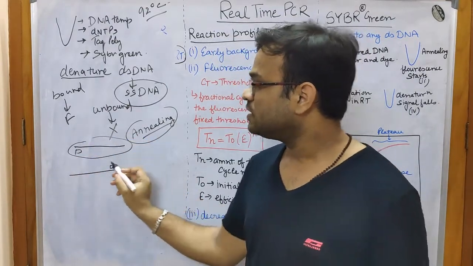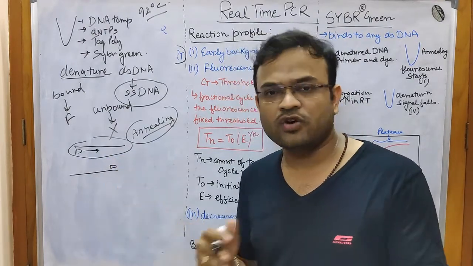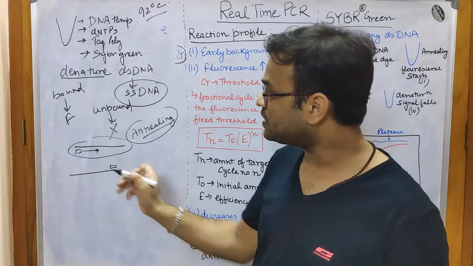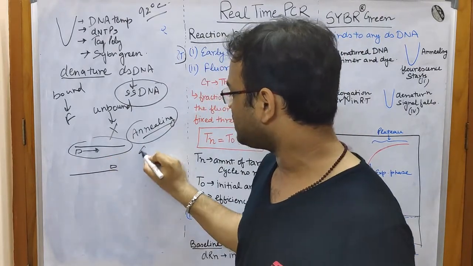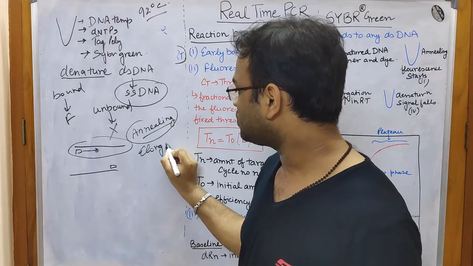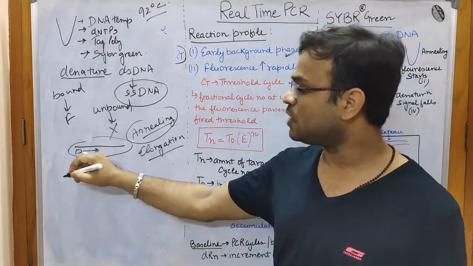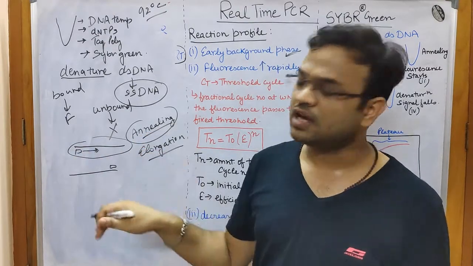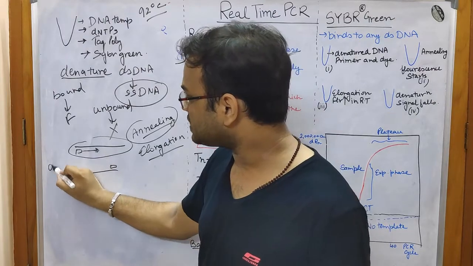What will happen is the primer has bound and the elongation has started. Annealing, and we are talking about the annealing and elongation phases. The primer has bound and started to elongate. Now what will happen? This strand is now double stranded.